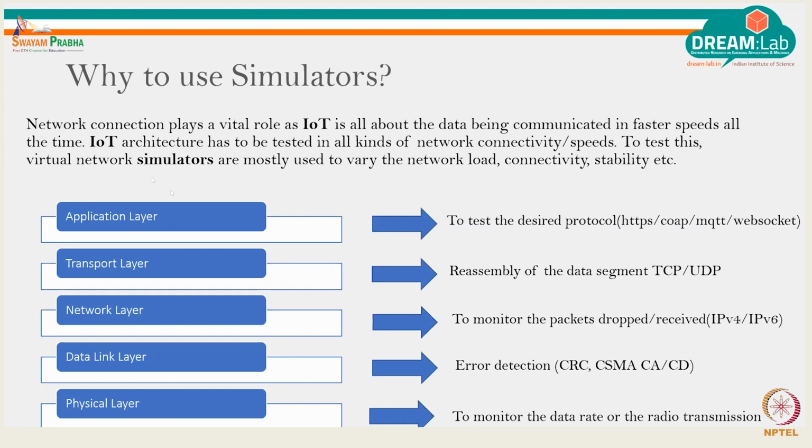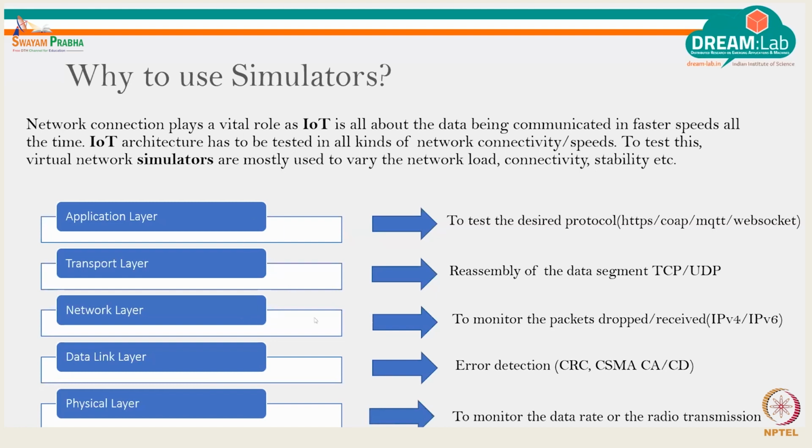Simulation can happen at any one of the layers, or you may have to do the simulation at all of these layers. Suppose you are trying to simulate your physical layer, that means you are trying to test whether your radio transmission is happening properly or not, what channels you should use, and which channels behave more efficiently. That is when you would go for the physical layer simulation. Data link layer simulation is when you're trying to know the efficiency and the error detection of your system, basically the CRC and CSMA/CD checks.